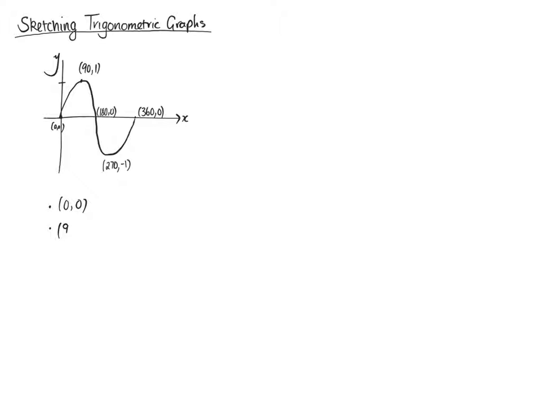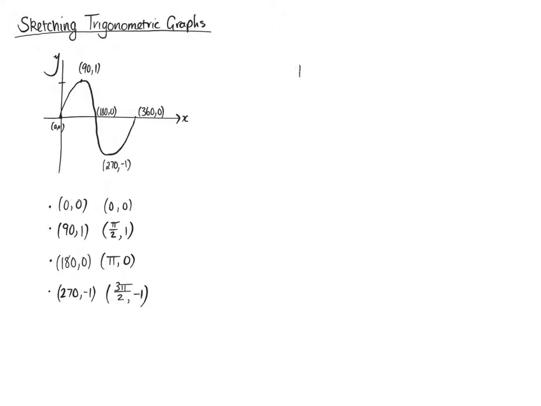Okay, but so for a sine graph, the points we're going to work with are going to be 0, 0, 90, 1, which can also be pi over 2, 1, if we're working in radians. 0, 0 stays the same in radians. Where you have 180, 0, or pi, 0. And then the last one that we work with is 270, minus 1, or in radians that would be 3 pi over 2 and minus 1.